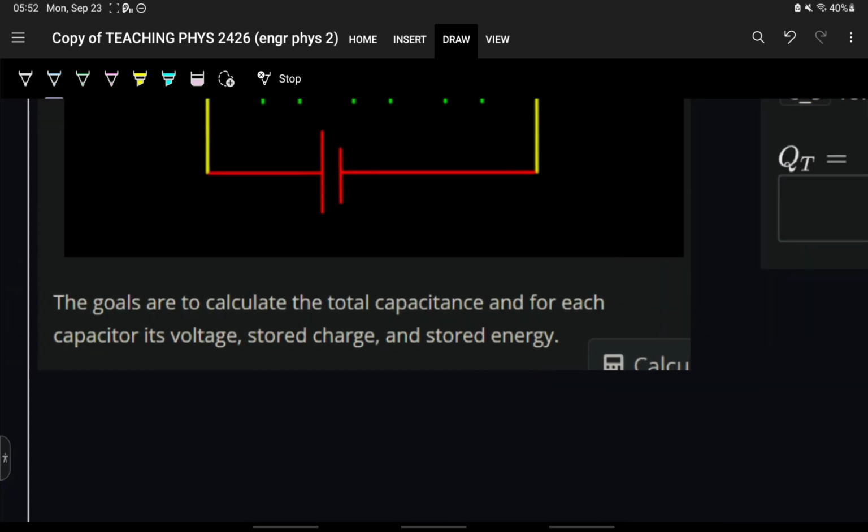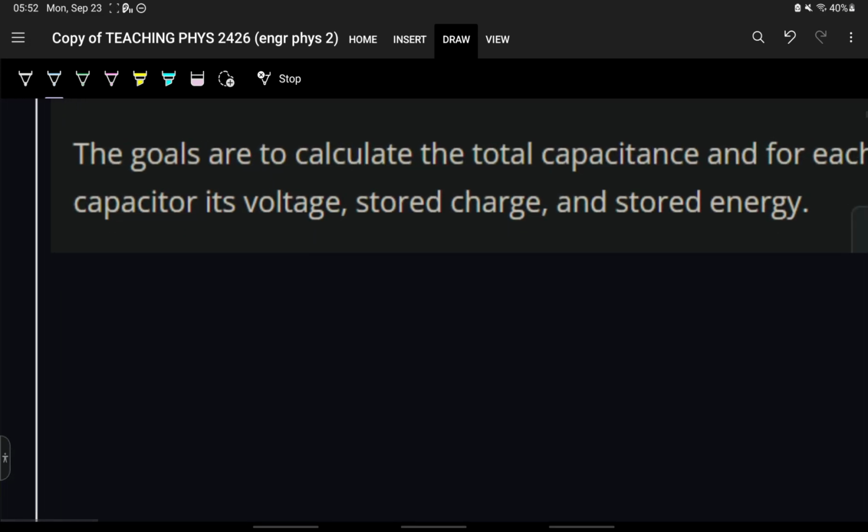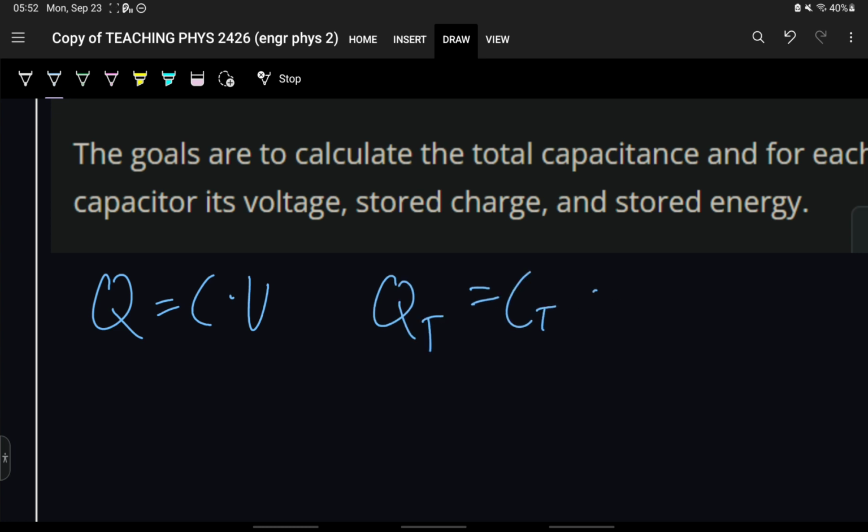So from what we already know, from the definition of capacitance, we have Q is equal to C times V, where Q is the charge stored, C is the capacitance, and V is the voltage across the capacitor. For the entire series combination, the total charge Q_T is stored on the equivalent capacitor C_T and is related to the total voltage V applied by the battery, which gives Q_T is equal to C_T times V.